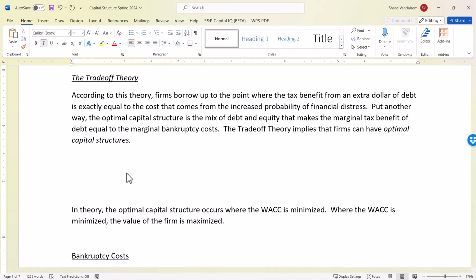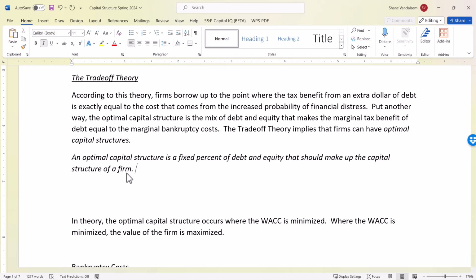So the trade-off theory, because it does incorporate bankruptcy costs, says that there is an optimal capital structure. And an optimal capital structure is a fixed percent of debt and equity that should make up the capital structure of a firm.